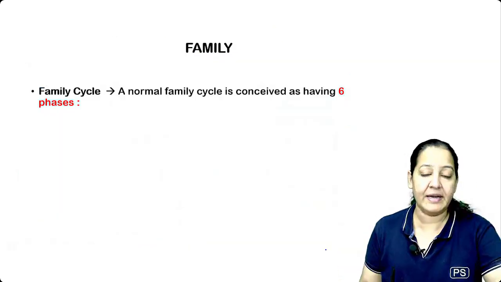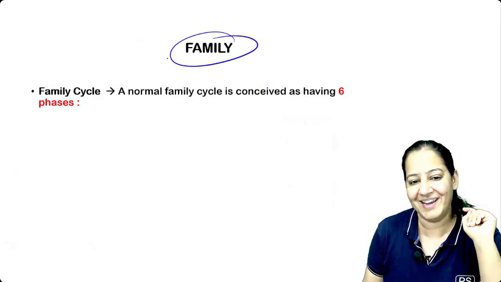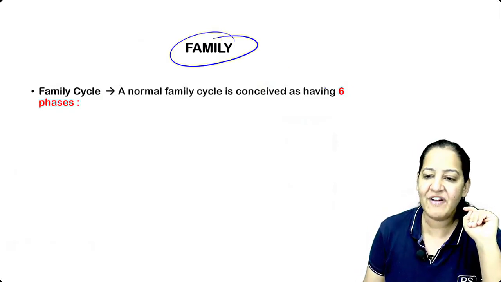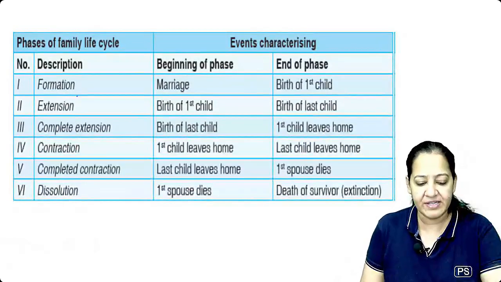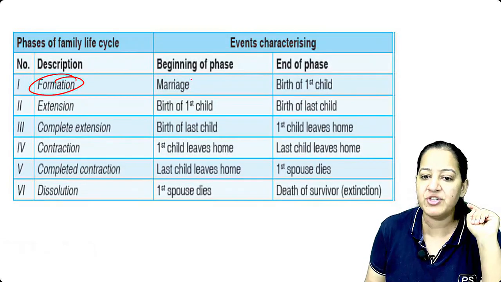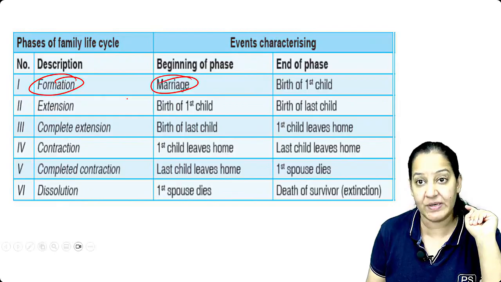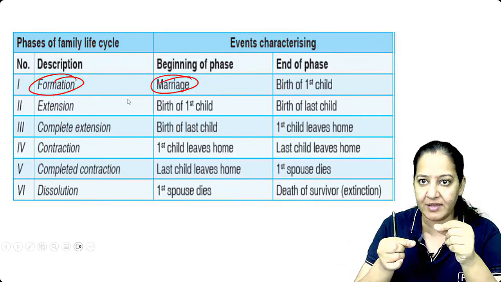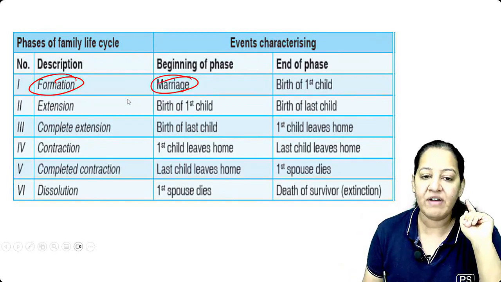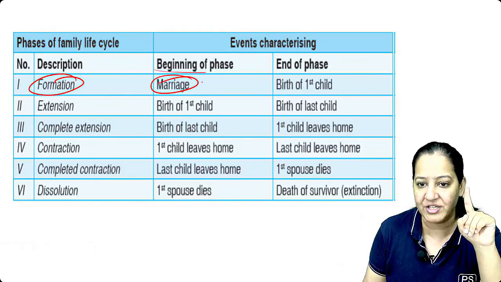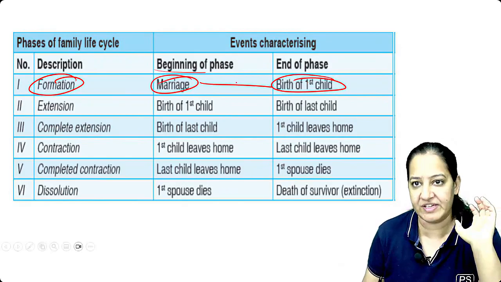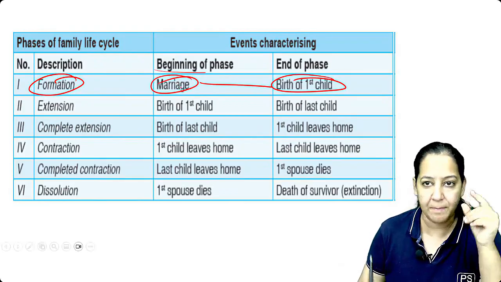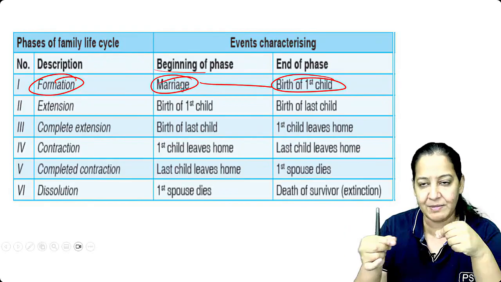The last thing here in this chapter is the family. And now what is a family? In the family, there are 6 phases. Let me tell you, it's very easy. First phase is family formation. Family formation starts with the marriage. When two people are marrying together, they are starting their family. So the beginning is the marriage. Till the birth of the first child, they are in formation phase. So a couple got married, male, female, husband, wife, they got married.